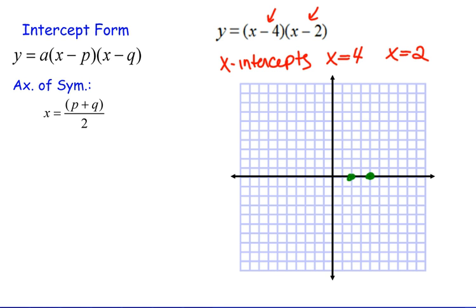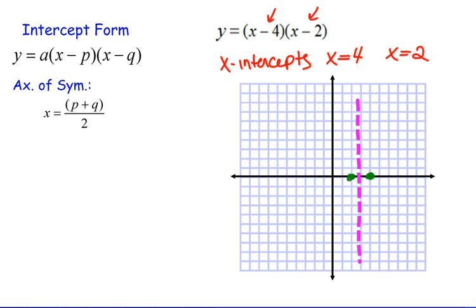So we know it's going to cross the x-axis. We have to decide where my line of symmetry goes. And if you remember, your line of symmetry is a vertical line. Well, the line of symmetry always goes exactly halfway between them.